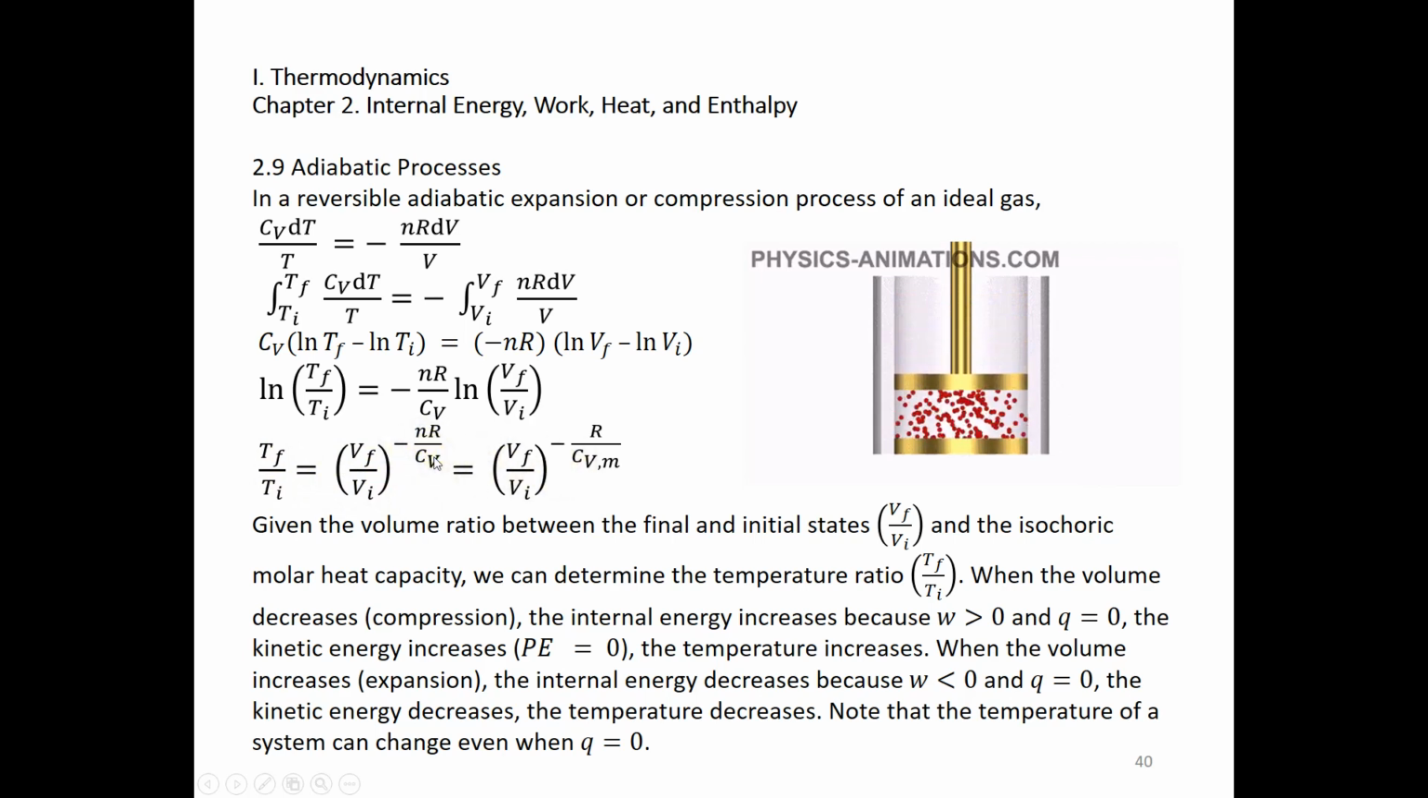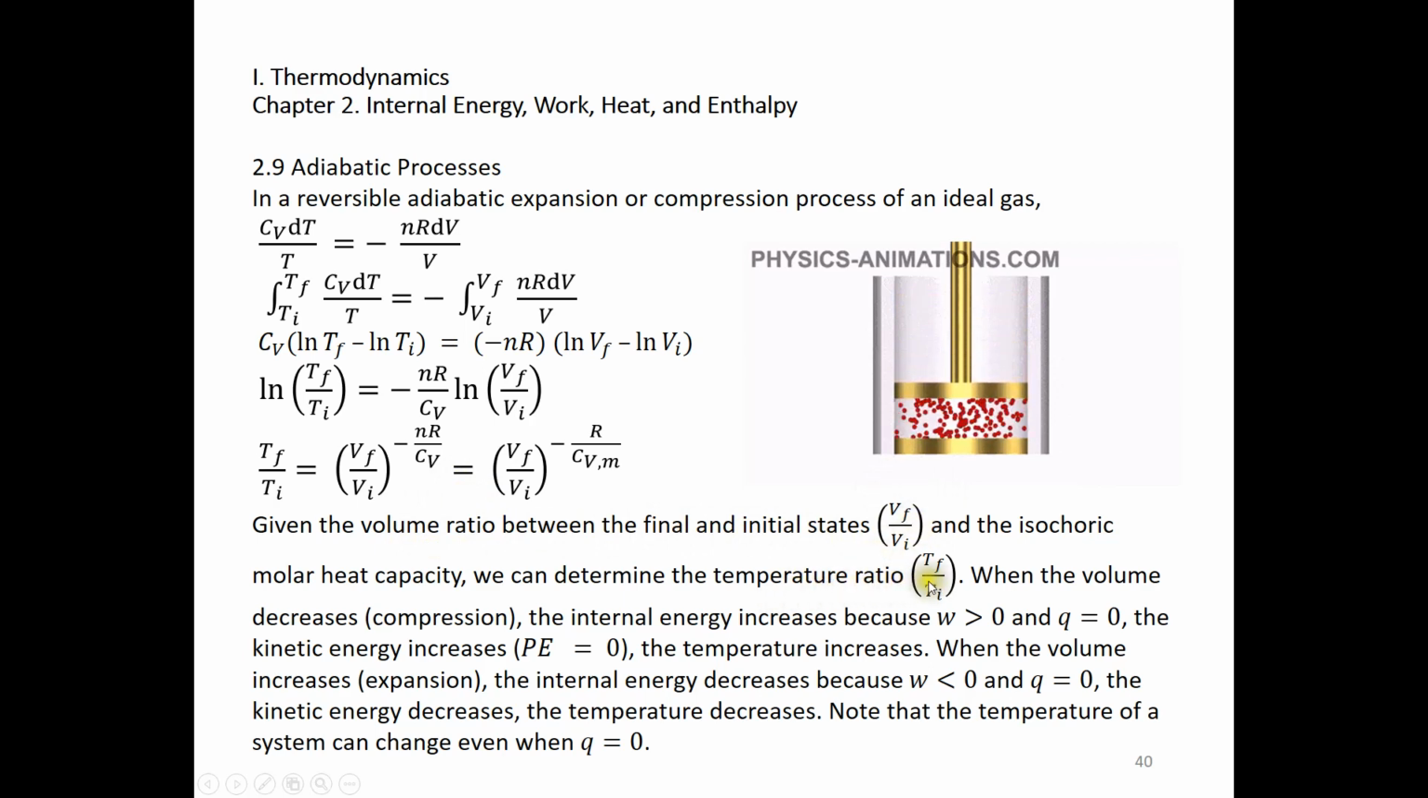NR over CV can be written as R over CVM if we divide both the top and the bottom by the number of moles N. So again, the temperature ratio is equal to the volume ratio raised to the power of negative NR over CV. Therefore, given the volume ratio between the final and the initial state, which is V final over V initial, we can calculate the temperature ratio.